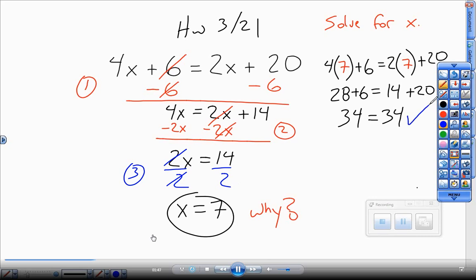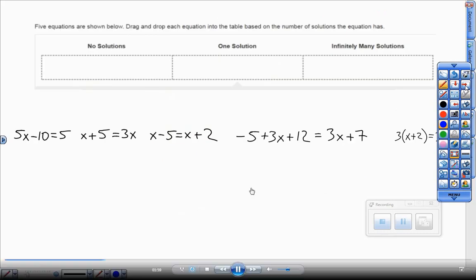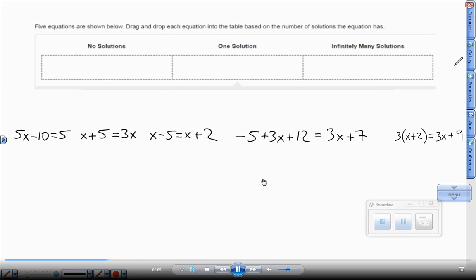Alright, the next problem. There are different types of equations we're going to be looking at. Ones that give you one solution like this, and then ones that give you no solution or infinite solutions. So again, I'm going to show you the look to them, and then I'll be having you identify them tomorrow when we look at them. So again, no solutions, one solution, infinite. They give you 5 equations to solve and see what kind of situation you're dealing with there.